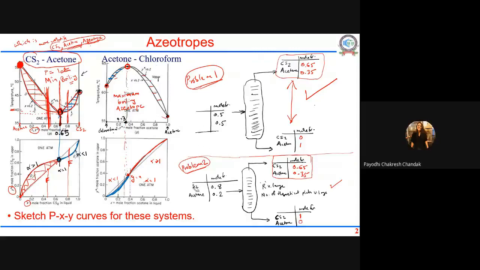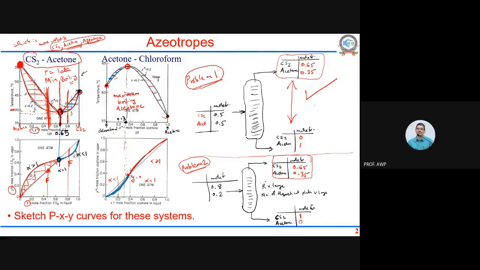So I have a doubt. I'm not able to understand how we are getting pure acetone in problem 1 and pure CS2 in problem 2 in the bottom product. In the first problem, we had CS2 and acetone here. So this was our feed point.